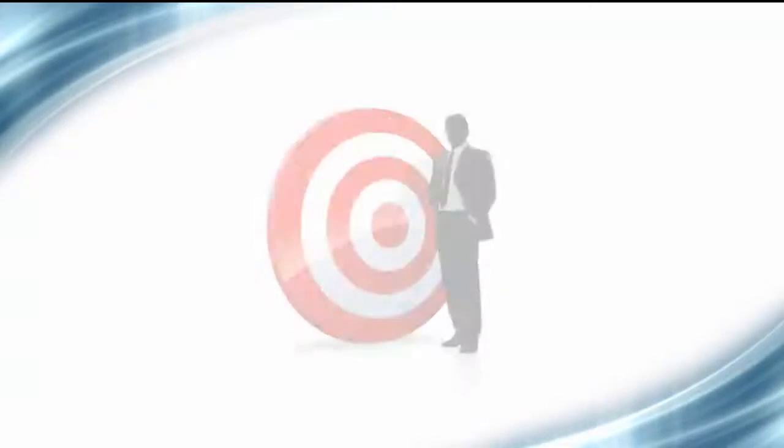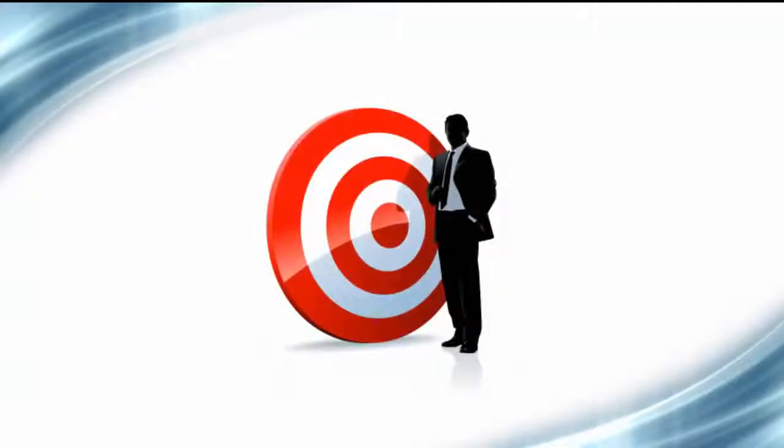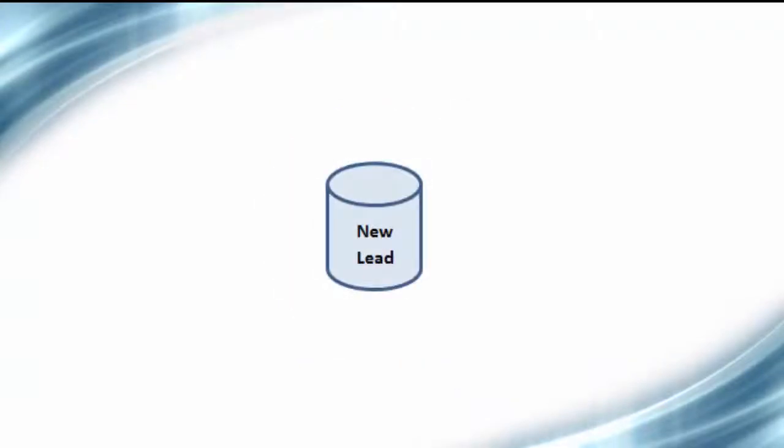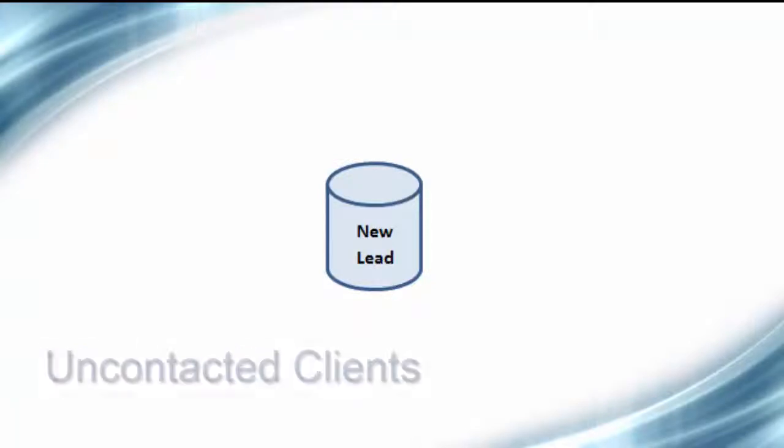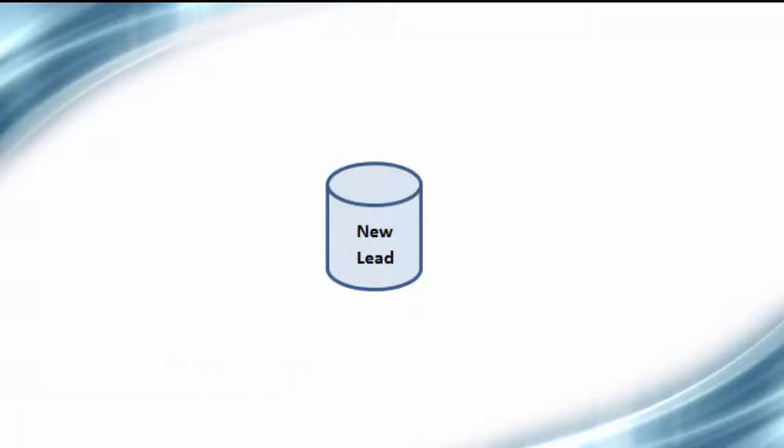So let's say Bob's name came up when he started to work on a list of potential clients. Call this the new lead milestone. Sometimes we call them buckets because it's a bit more visual. The bucket will contain the group of uncontacted potential clients. Now you have time to start doing something with the list. This is an action moment.